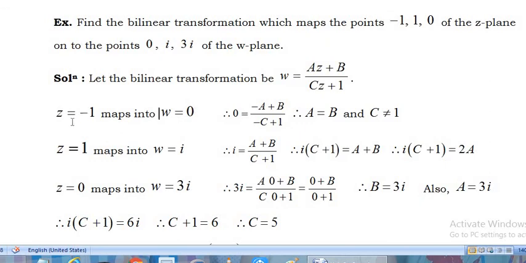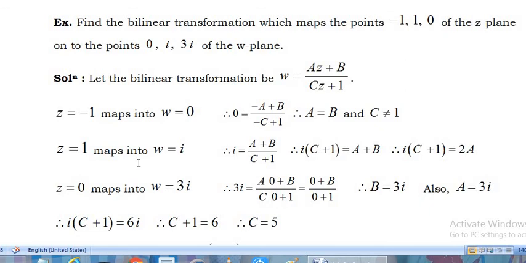Firstly, we are given z equal to minus 1 maps into w equal to 0. Therefore, 0 is equal to (a times minus 1 plus b), that is minus a plus b, upon (c times minus 1 plus 1), that is minus c plus 1. So, the ratio is 0, therefore, the numerator must be 0 and the denominator is not 0. That is a is equal to b and c is not equal to 1.